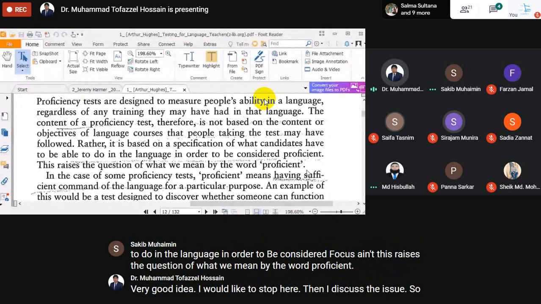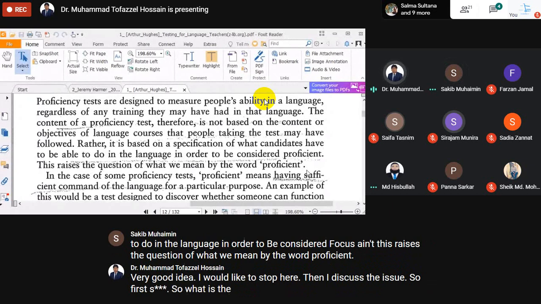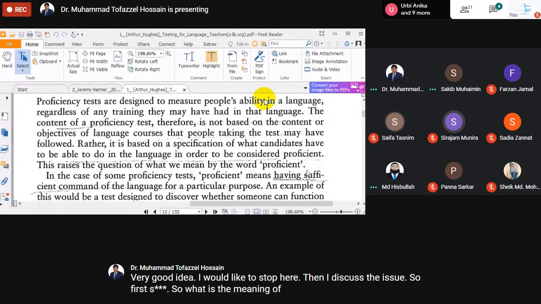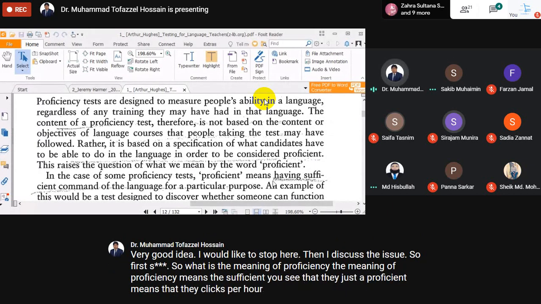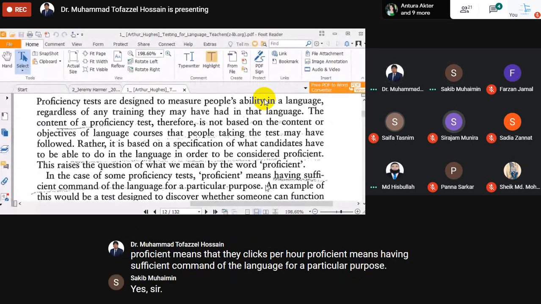So, what is the meaning of proficiency? The meaning of proficient means sufficient. You see the next para. Proficient means having sufficient command of the language for a particular purpose.